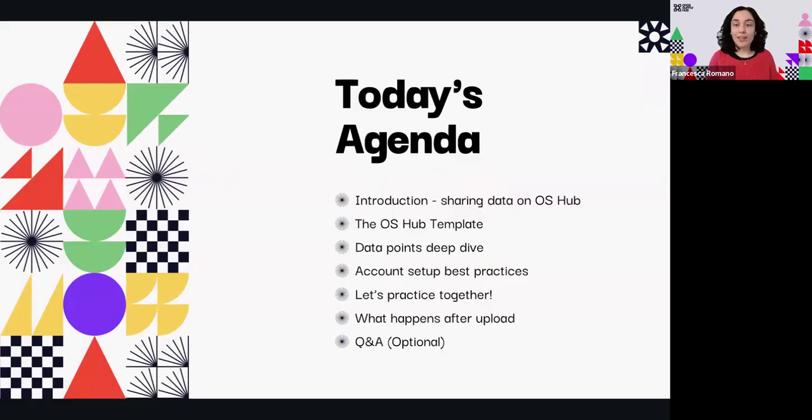This is today's agenda. I will do my best to cover all the content within the first 30 minutes of the presentation. And then the second 30 minutes are optional, so you can stay if you have time, and they will be dedicated to a live Q&A. Please note that in the Q&A, we won't be able to deep dive on individual submissions. So we'll go through a quick introduction about sharing data on Open Supply Hub, and then we will talk about the template, the data points, best practices for setting up an account. We will have an exercise that we will do together, and then cover what happens after you upload your data.